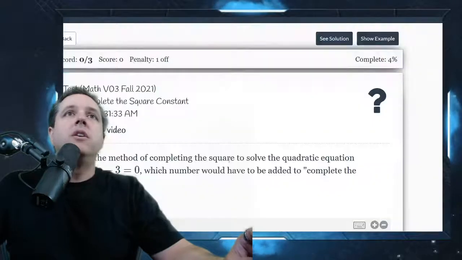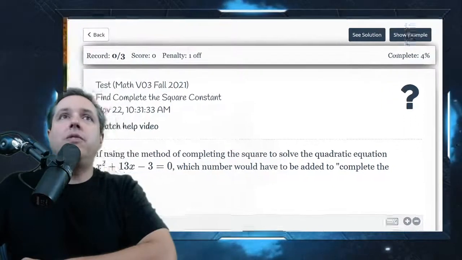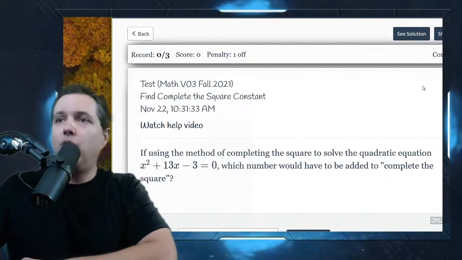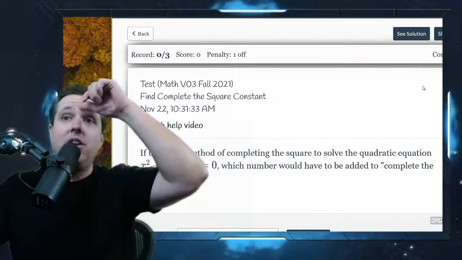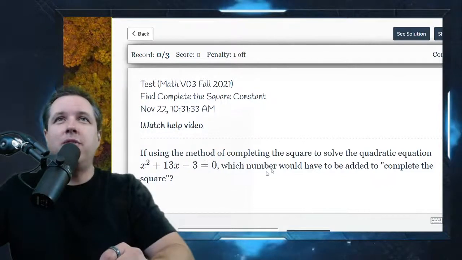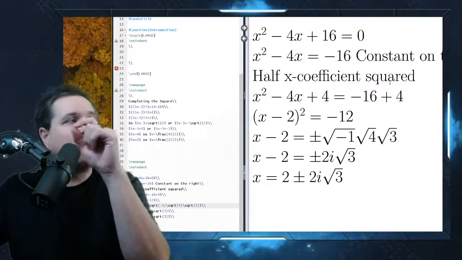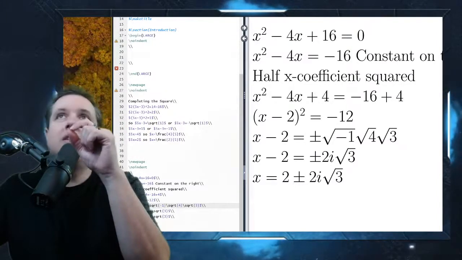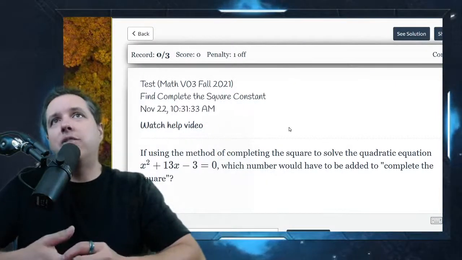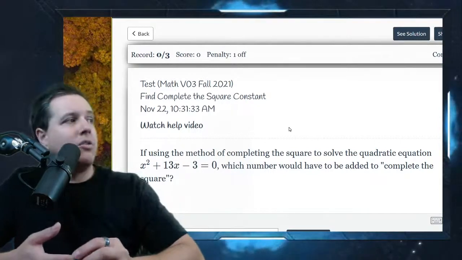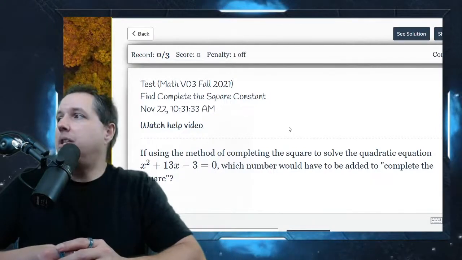Okay. So here you're sort of dipping your toe into the pool of completing the square, right? And so no one's just shoving you into the deep end and then watching you either sink or swim. They're setting you up for that key step that I've been talking about, which is the half the x coefficient squared, this piece right here. You're going to have some homework problems where they have you do that. So if using the method of completing the square to solve the quadratic equation, x squared plus 13x minus 3 equals 0, which number would have to be added to complete the square?